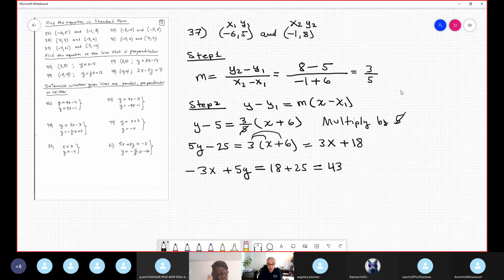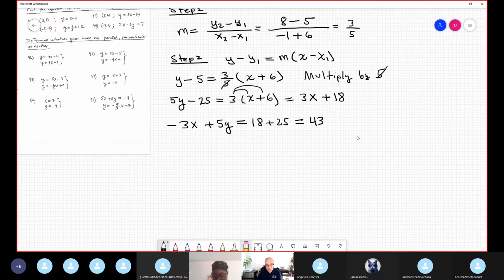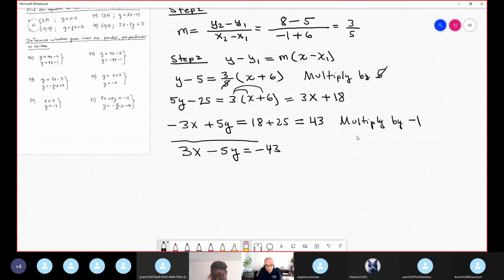Leave it like that? No, because remember in the standard form, the coefficient should be integer, and a must be positive. So instead of this, you multiply the entire equation by -1, because this allows me to change this to positive, change this to negative, and change this to negative. And this is the final answer. Express it in standard.